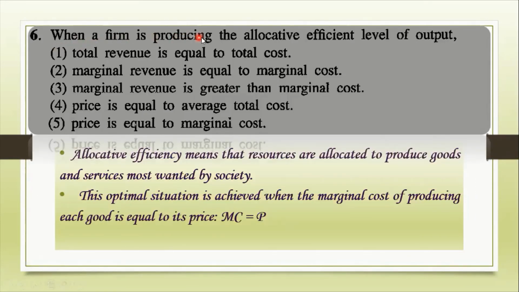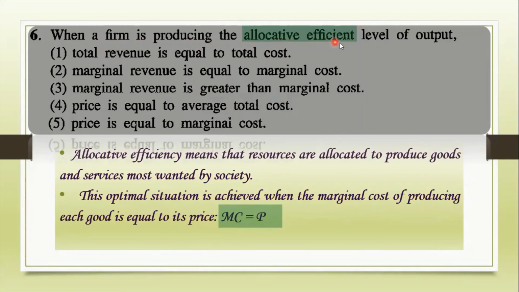When a firm is producing the allocative efficient level of output, now we will understand the meaning of allocative efficiency. Allocative efficiency means that resources are allocated to produce goods and services most wanted by the society. This optimal situation is achieved when the marginal cost of producing each good is equal to its price. Then we can find out the answer for this question.